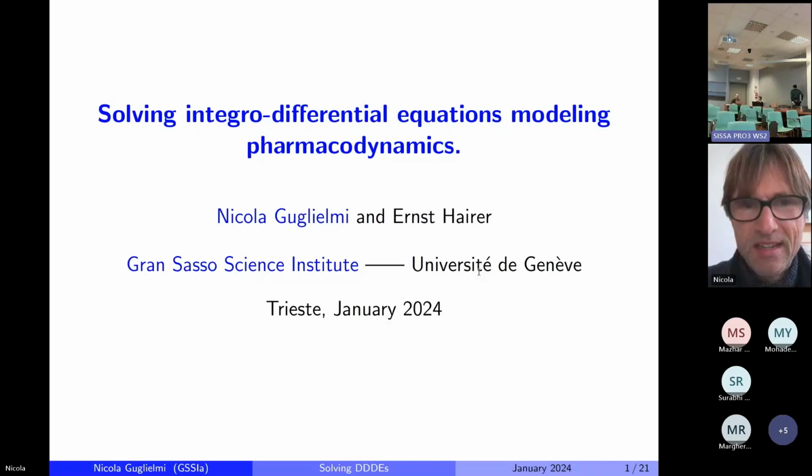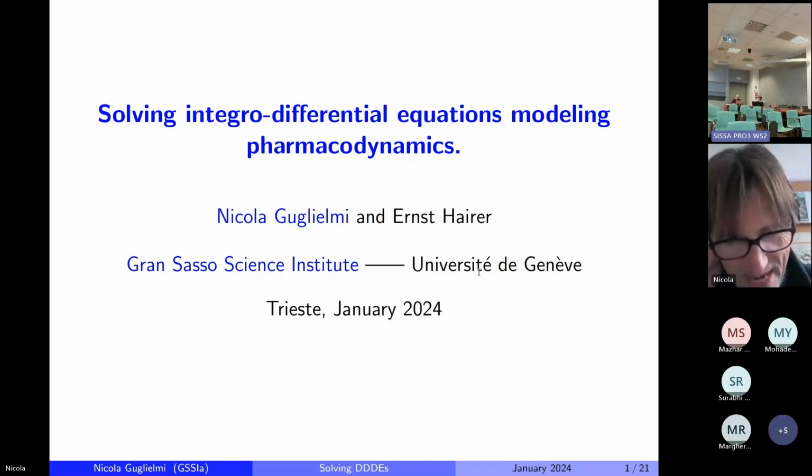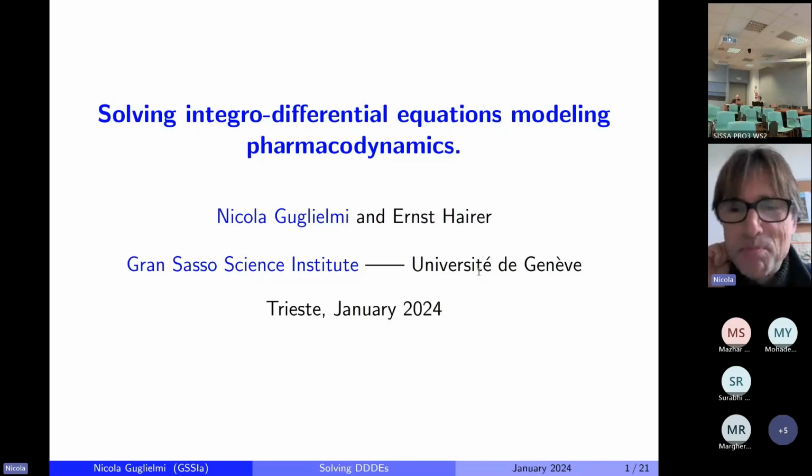The title of Professor Guglielmi's talk is Solving Integro-Differential Equations, Modeling Pharmacodynamics. Yeah, so it's a jump with respect to previous talks.